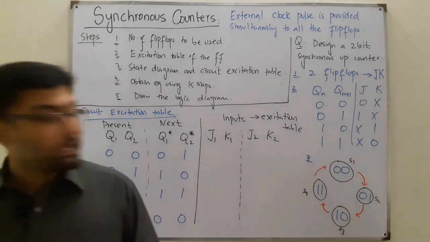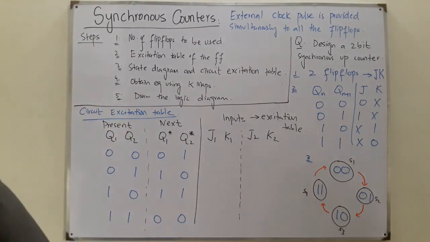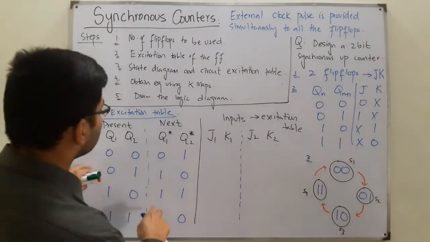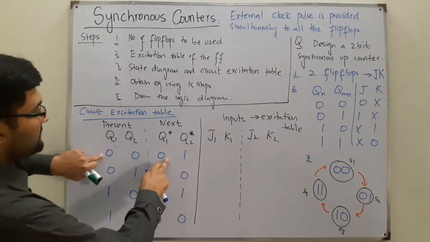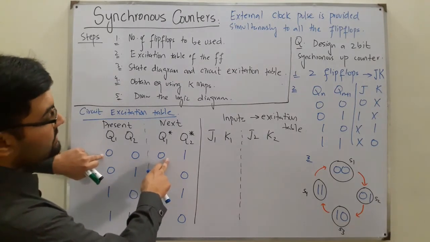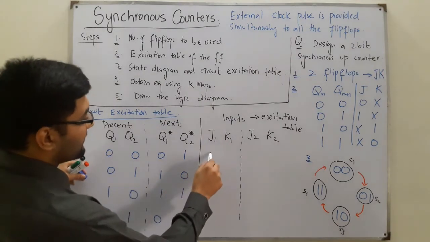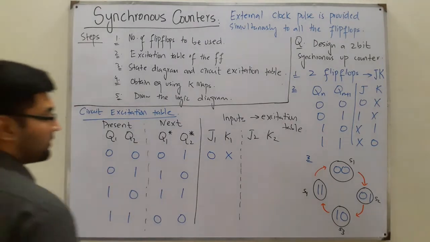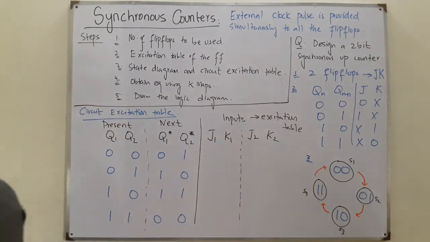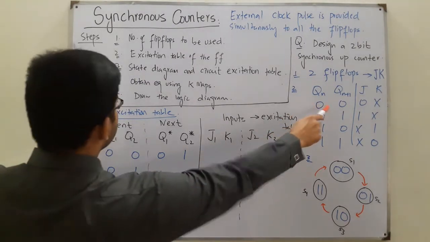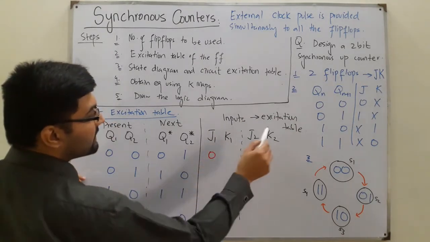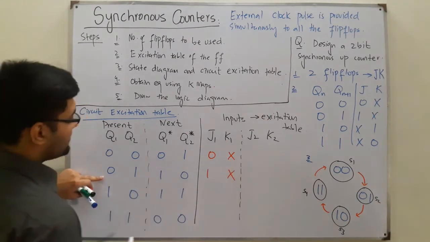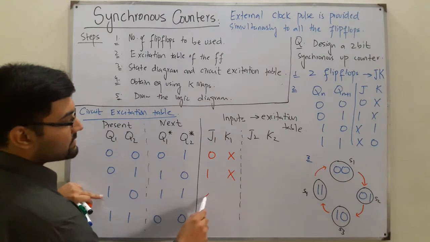Now what do you have? The next step is deciding the inputs J and K with the help of the excitation table. So first for J1 and K1, all right? For 0, 0, we have J is 0 and K is X, right? So when the present state and next state of Q1 are 0, 0, we have the value of J as 0 and the value of K is X, don't care. When you have a 0, 1, we have J is 1 and K is don't care. When you have a 1, 1, you have J as don't care and K as 1.